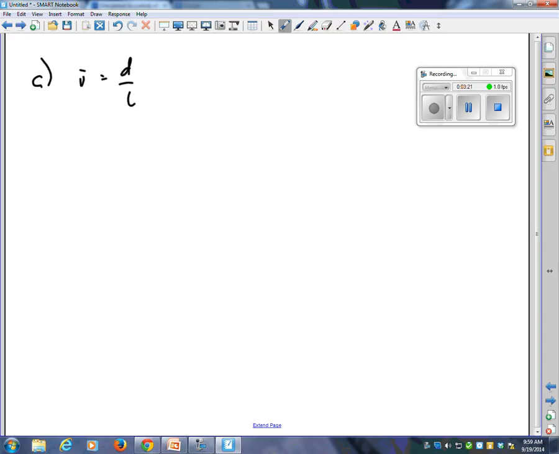V bar equals d over t. When can you use this one? When the velocity is constant. So it's traveling at 12 meters per second. How far does it go in 0.51 seconds, which is the time it takes for your foot to get to the brake pedal? 6.12 meters. That's the reaction distance.